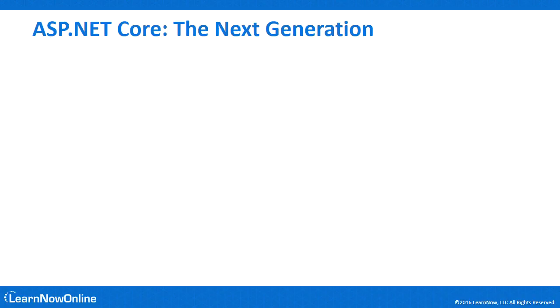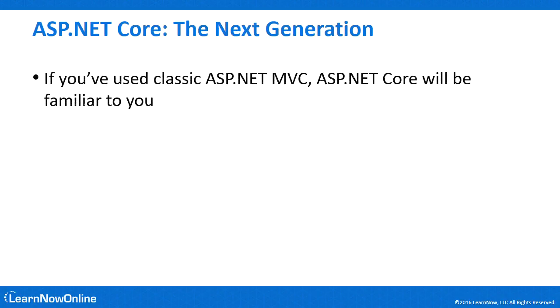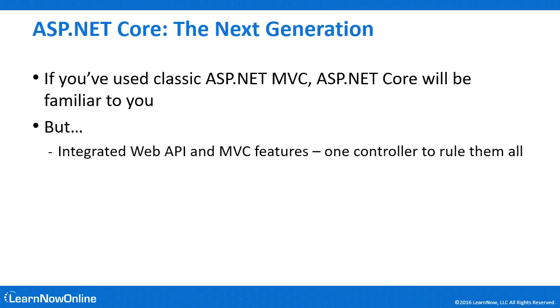ASP.NET Core is the next generation of Microsoft's web development technology. If you're used to classic ASP.NET MVC, ASP.NET Core is going to be very familiar to you. But there are some significant changes. One of the big things, which is a nice feature, is that it includes integrated web API and MVC features, one controller to rule them all.